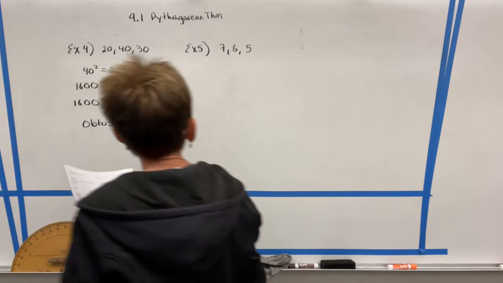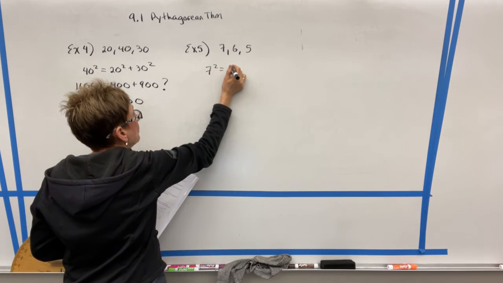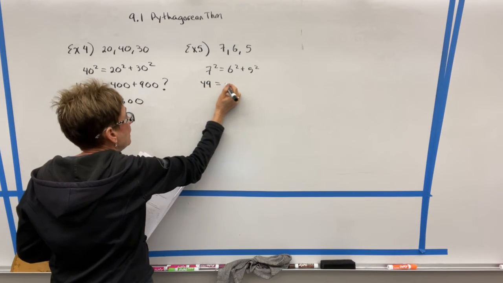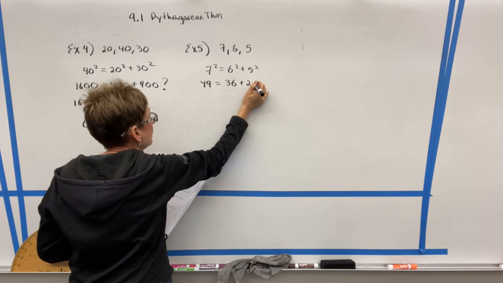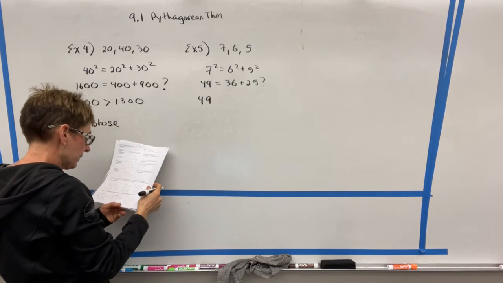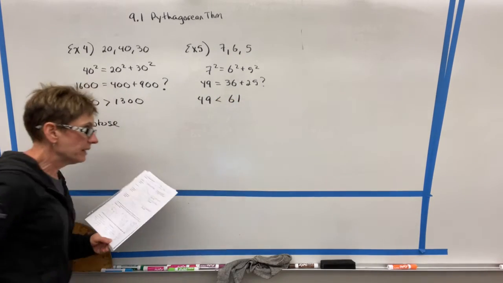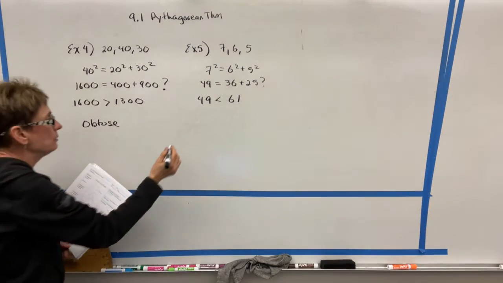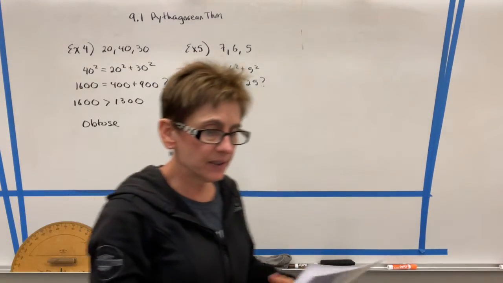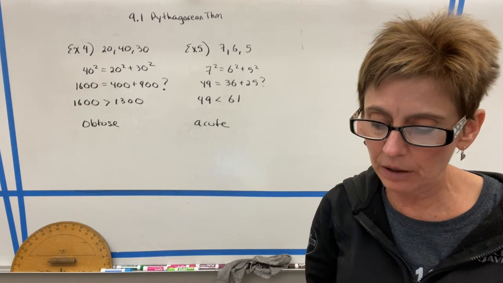Now, what I can do is use the converse of the Pythagorean theorem to see if I have a right triangle or not. So I want to see, is 49 equal to 36 plus 25? When I add 36 plus 25, I get 61. 49 is actually less than 61. So this triangle would be acute because c squared, the largest side squared, is less than the sum of the other two.